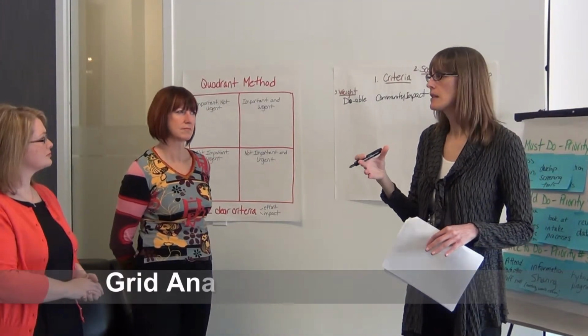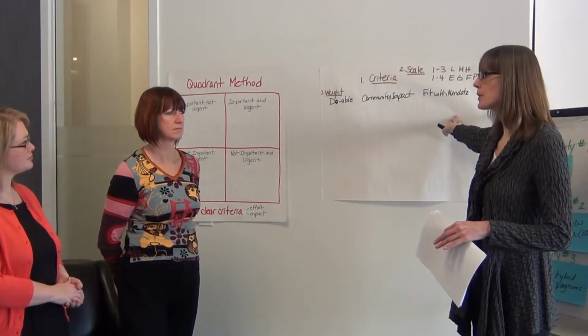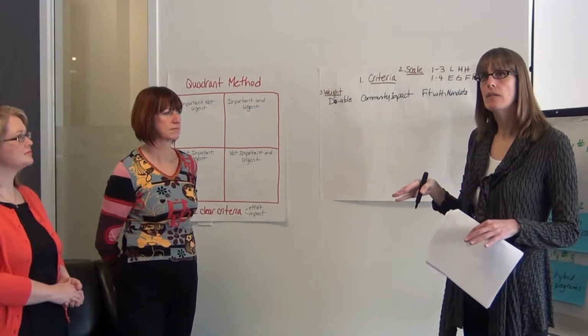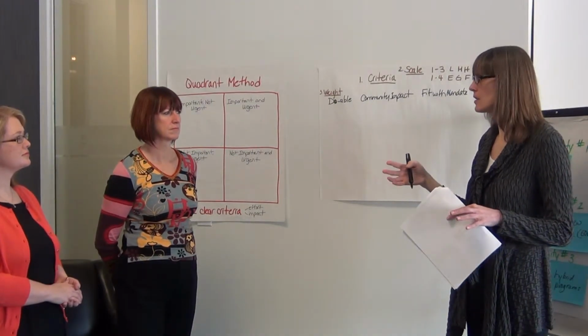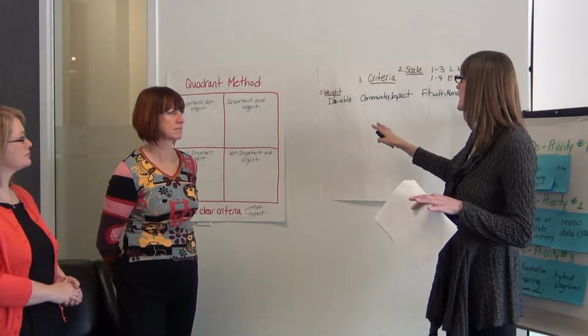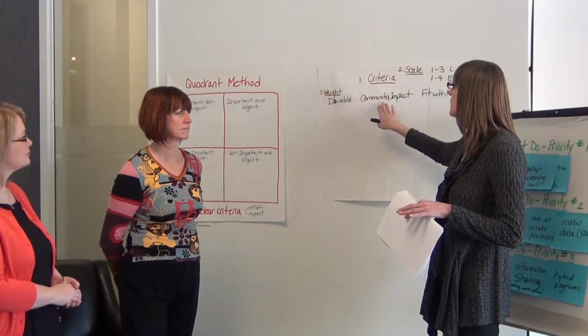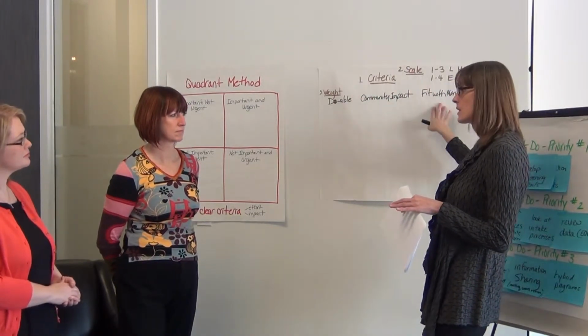See, we're starting to build a little grid. This is called a grid analysis. We start by putting our criteria across the top, in the top row. You probably want to have fewer than 10 criteria, as that would be an awful lot to assess. We're going to keep it to 3 today just to keep it doable. So we've decided we're going to assess our actions based on how doable we think they are, what the community impact is, and fit with our mandate.